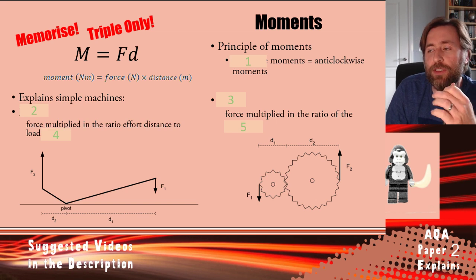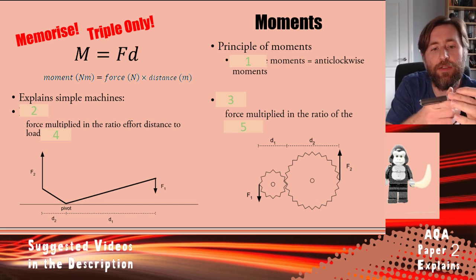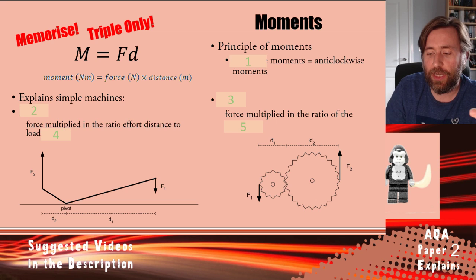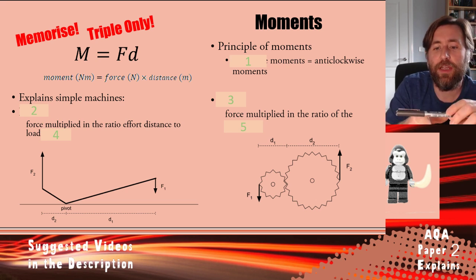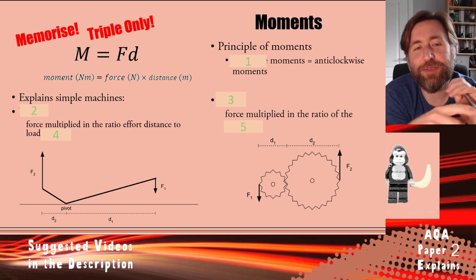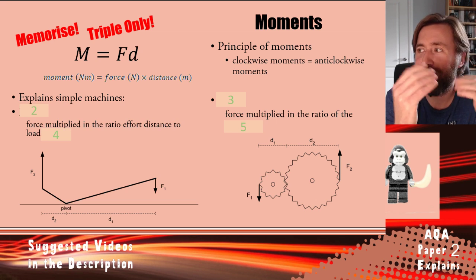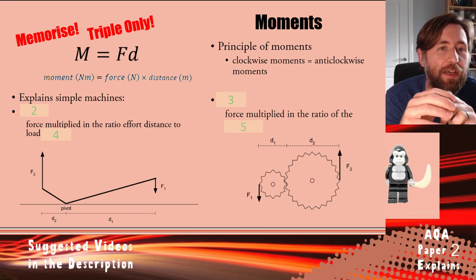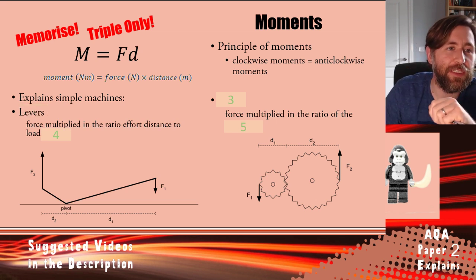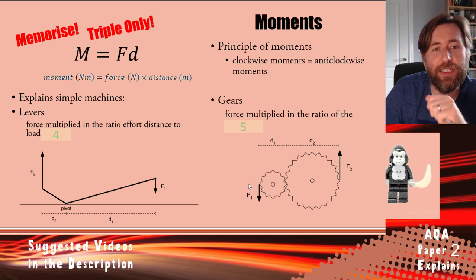Moments also explain simple machines, but two different ones. The principle of moments is when something is balanced, then the clockwise moment equals the anti-clockwise moment. I didn't balance that, did I? The principle of moments is when the clockwise moments equal the anti-clockwise moments, and a fulcrum or a seesaw can be said to be balanced. We can explain simple machines, levers, with this, and we can explain gears with this as well.